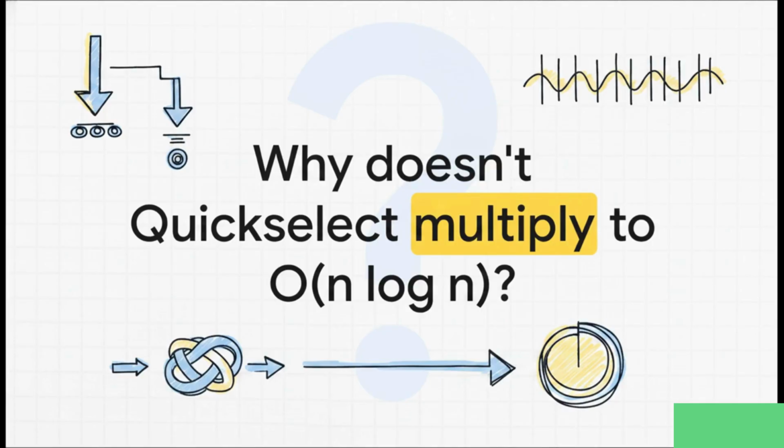Quickselect also halves the array at each step, meaning it has log n levels of recursion. But at each level of quickselect, we are doing O(n) work to actually partition the data. So shouldn't log n levels multiplied by O(n) work equal O(n log n)? It feels so logical, but it completely misses the reality of how the math actually resolves.